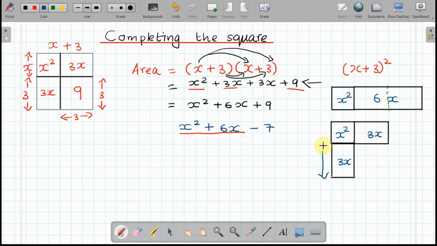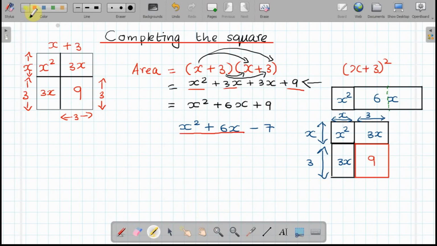This part here is 3. This part here is x. This part here is x. This part here is 3. Can you see this gap over here? That gap represents the area of a square with an area of 9. How do I get the 9? It's 3 times 3. This 3 times that 3 gives me 9.